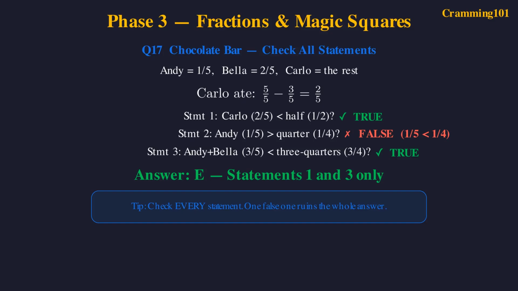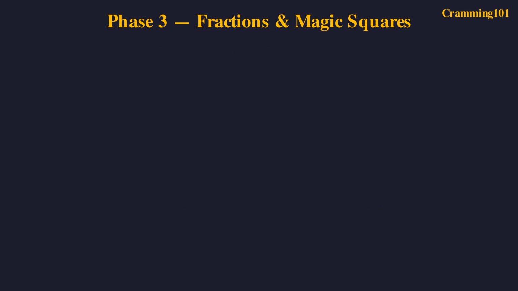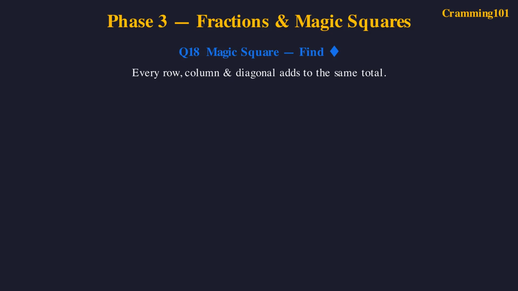Question 18, magic square. This is a magic square. In a magic square, every row, column, and diagonal adds to the same total. That total is called the magic total. The top row is complete. 20 plus 15 plus 16 equals 51, so the magic total is 51.